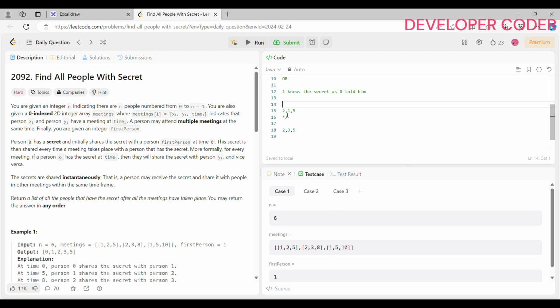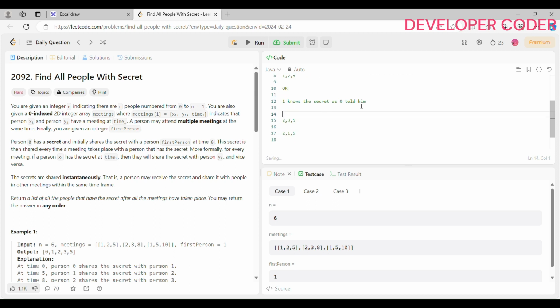Now 1 and 2 know the secret. Then the next meeting conducted is 2 and 3. So since 2 knows the secret now, 2 is going to share the secret with 3. So this is right. But what happens if this is the order, 2 3 5, and then this meeting takes place, 2 1 5? If this is the case, then what's going to happen?